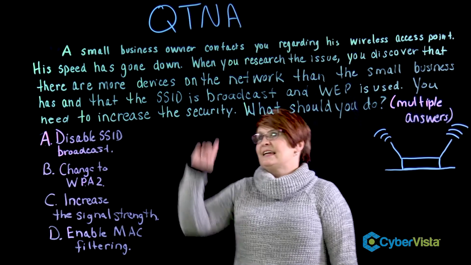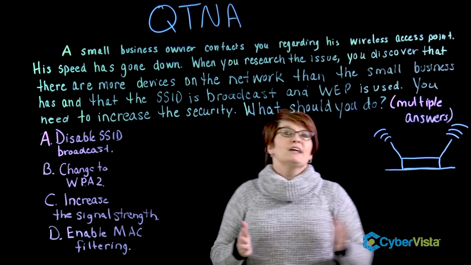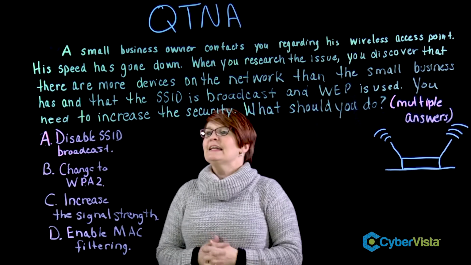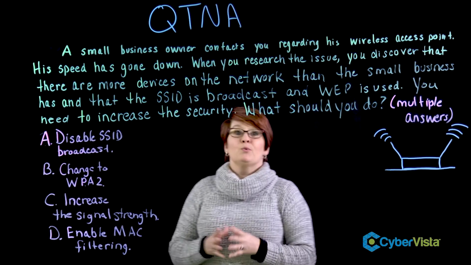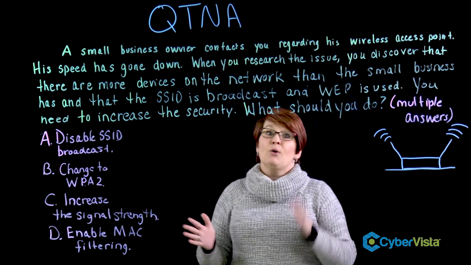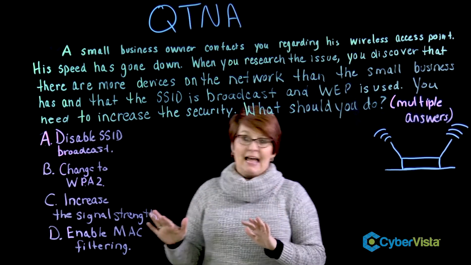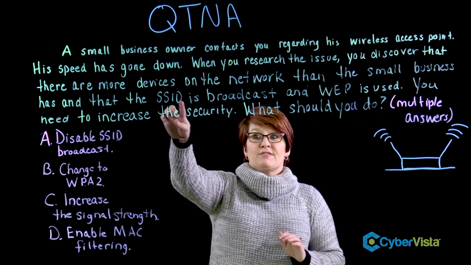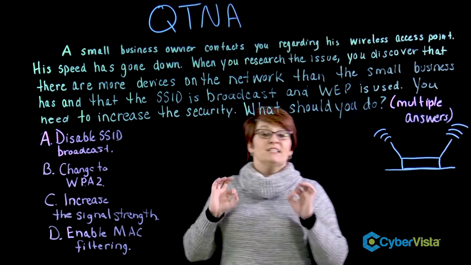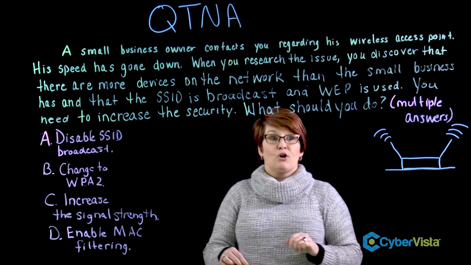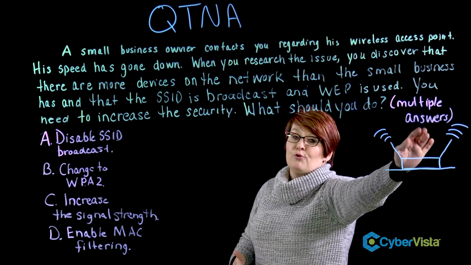Today's question is, a small business owner contacts you regarding his wireless access point. And here's that wireless access point. His speed has gone down. When you research the issue, you discover that there are more devices on the network than the small business has, and that the SSID, or the Service Set Identifier, is broadcast and WEP is used. You need to increase the security of his network. What should you do? And there are multiple correct answers to this.